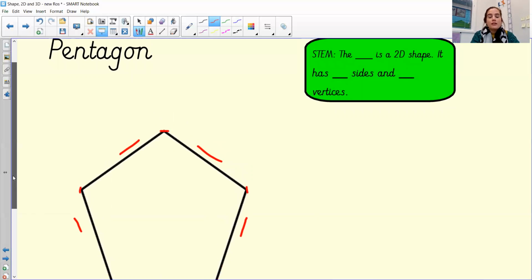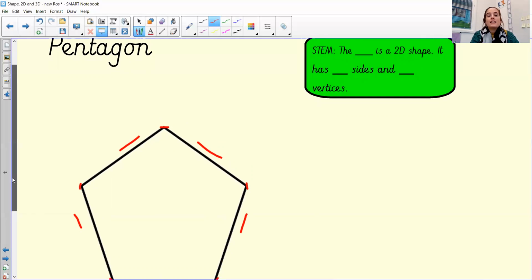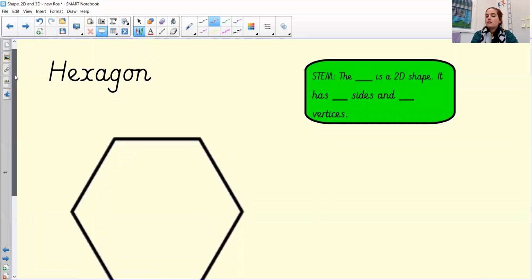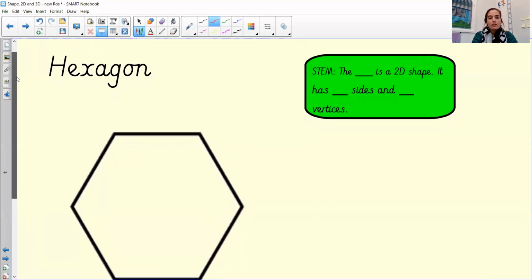Brilliant. The pentagon is a 2D shape. If you got this, you were correct. It has 5 sides and 5 vertices. If you got all of that, well done. If you need to pause at any point to discuss these shapes, then please do.